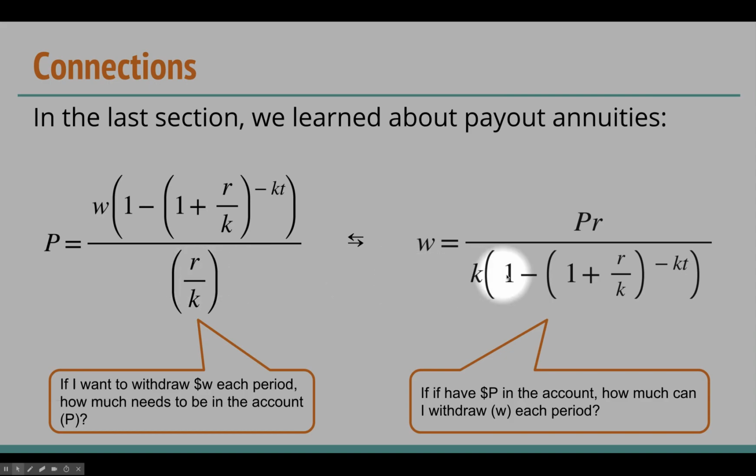We also talked about how you can flip that around, so to speak, and say if I have P dollars in the account and I know all the other information about the rate of return and how many times I'm going to take out money each year, then what will the regular withdrawal be? So these are really just the same equation but rearranged.